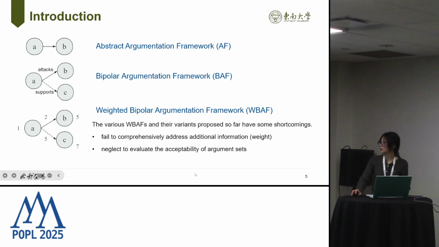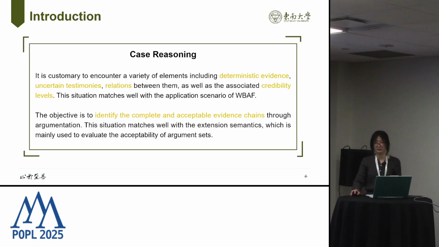However, the various weighted bipolar argumentation frameworks and their variants proposed so far have some shortcomings. Some of them fail to comprehensively address additional information, and the others neglect to evaluate the acceptability of argument sets. However, in the practical context of case reasoning, it is customary to encounter a variety of elements, including deterministic evidence, uncertain testimonies, relations between them, as well as the associated credibility levels. This situation matches very well with the application scenario of the weighted bipolar argumentation framework.